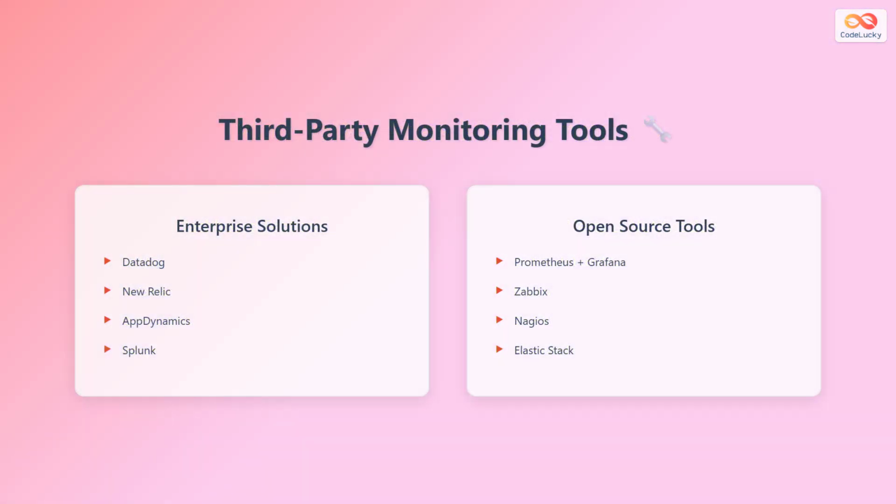In addition to the built-in tools and Atlas monitoring, there are also many third-party monitoring tools available. For enterprise solutions, popular options include Datadog, New Relic, AppDynamics, and Splunk. If you prefer open-source tools, consider using Prometheus with Grafana, Zabbix, Nagios, or the Elastic Stack. These tools offer advanced monitoring capabilities and integrations to fit various needs and environments.